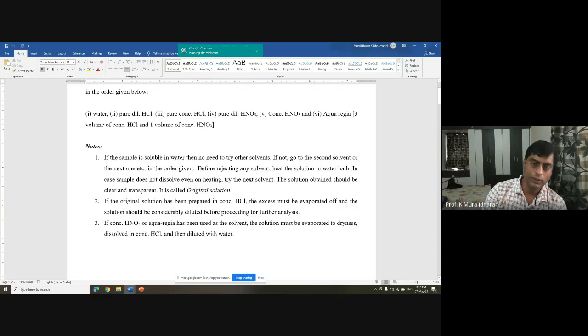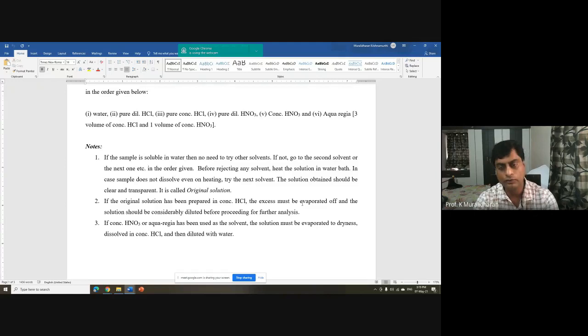Evaporating off means you just show it to the Bunsen burner flame, so the chlorine gas will evolve out of it. It goes into solution means some reaction is happening there. A little bit of HCl will remain. HCl is a gas as such, but hydrochloric acid is a gas dissolved in the liquid solution. Once you evaporate, the gas will go out.